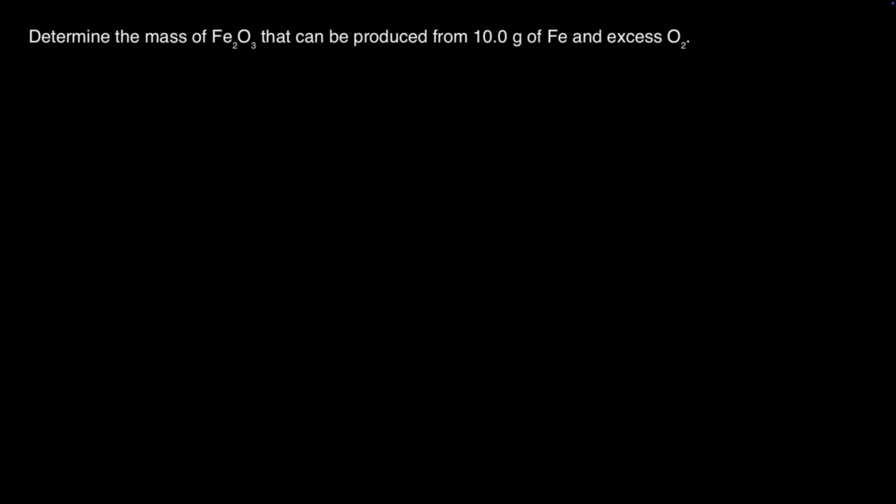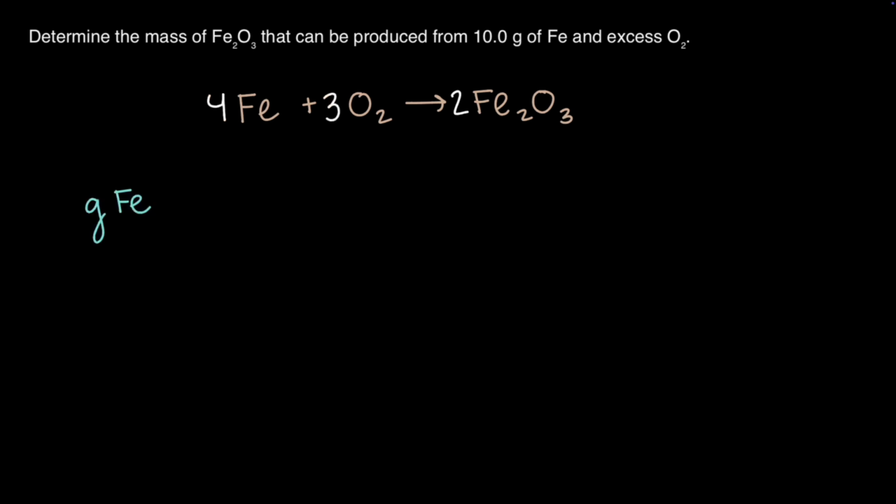Determine the mass of Fe₂O₃ that can be produced from 10 grams of Fe and excess O2. The question mentions a reaction, so we first have to write the balanced chemical equation. Produced from Fe and O2 means that Fe and O2 are the reactants, and Fe₂O₃ is the product. To balance, we need a 2 in front of Fe₂O₃, a 3 in front of O2, and a 4 in front of Fe. We are given 10 grams of Fe, and we are asked to find grams of Fe₂O₃.